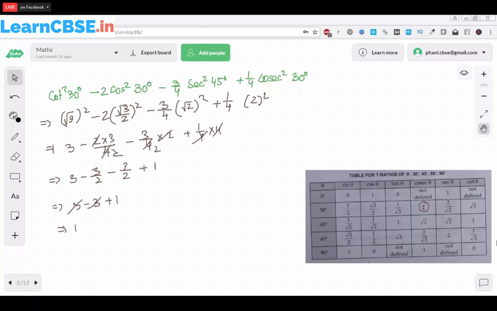So this is how we can use the trigonometrical tables. Let's go for the next question.